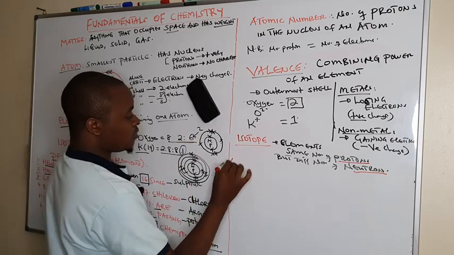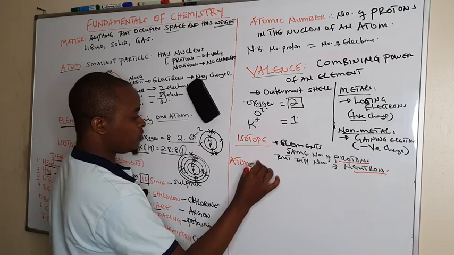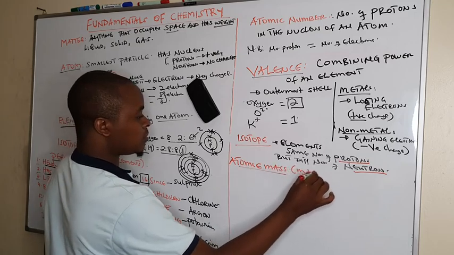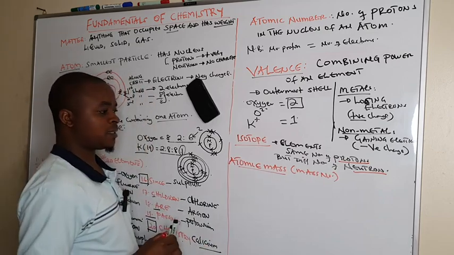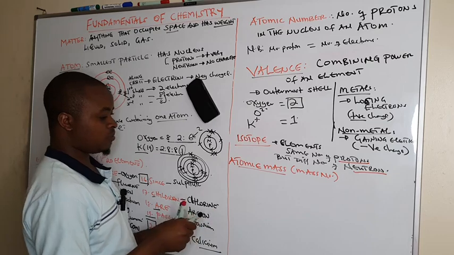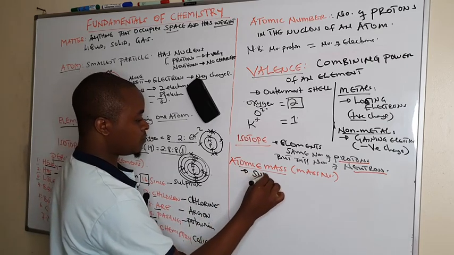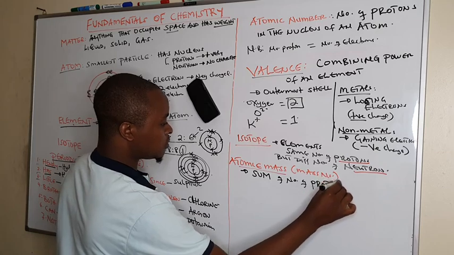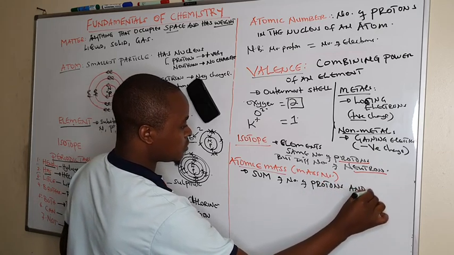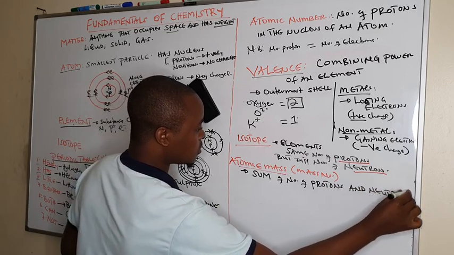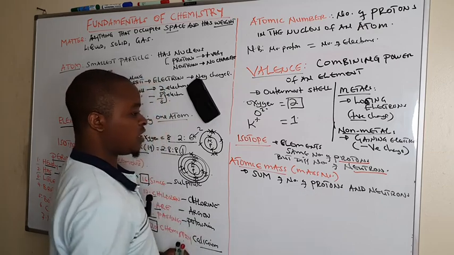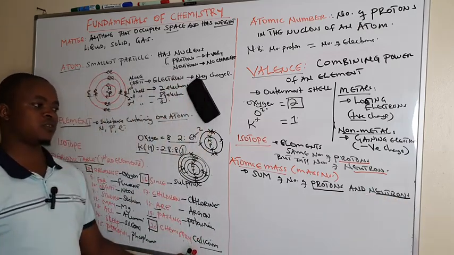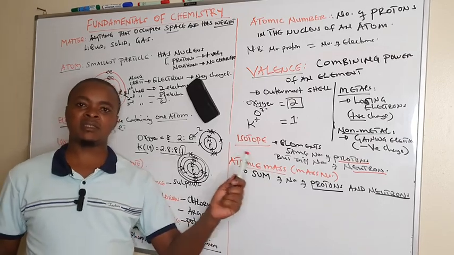Then the next thing we are going to look at is atomic mass, or what you can call mass number. Atomic mass is the sum of the number of protons and neutrons within the nucleus of an atom. So if you get the number of protons, you add neutrons which are found in the nucleus of an atom, you get what we call the atomic mass of an element.